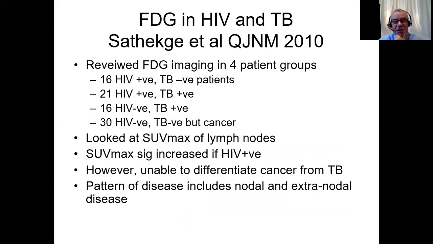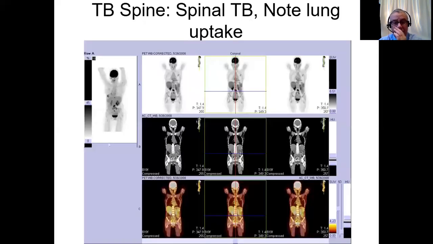So this paper was published about a decade ago from the Pretoria group, and they looked at FDG imaging in 4 patient groups: those that were HIV positive and TB negative, positive with both, negative for HIV and positive with TB, and negative with both. They looked at the SUV max in lymph nodes, and the SUV max in patients who were infected with TB was much higher if they also had co-infection with HIV, but it wasn't really possible to differentiate the two. They did note that there was a pattern of disease that involved nodal and extranodal disease.